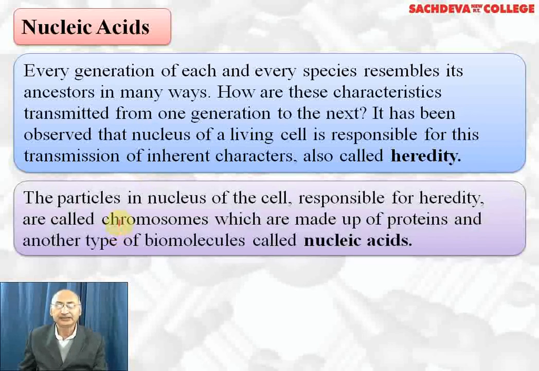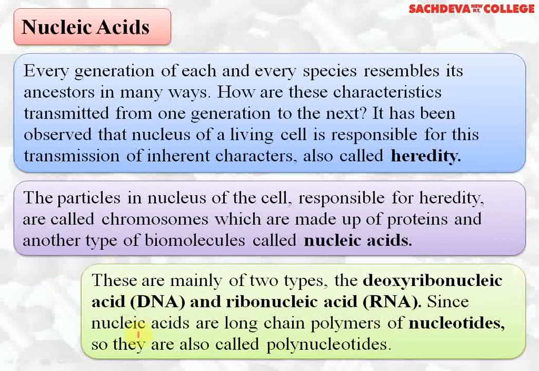The particles in the nucleus of the cell responsible for heredity are called chromosomes, which are made up of proteins and another type of biomolecules called nucleic acids. There are two nucleic acids: one is DNA, deoxyribonucleic acid, and the other is RNA, ribonucleic acid. Nucleic acids are long-chain polymers of nucleotides. That's why they are also called polynucleotides.